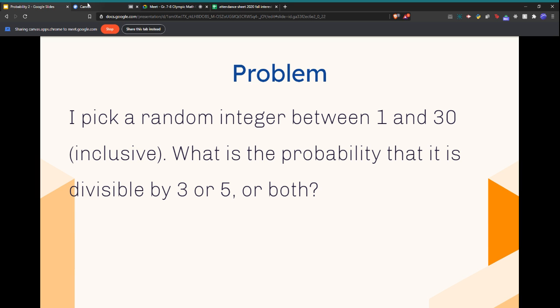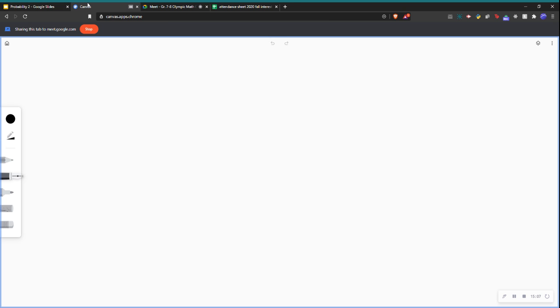Right over here. Okay, so we're looking for a probability that the number I pick is divisible by 3 or 5, or 3 and 5. One way you could do it is to look at each of the numbers between 1 and 30 and see if they're divisible by 3 or 5. But that would be pretty tedious. So what we can do is calculate the number of multiples of 3 and also the number of multiples of 5. So let's write that down.